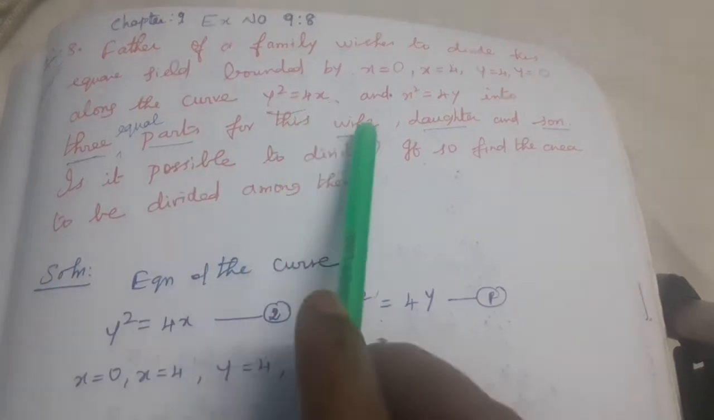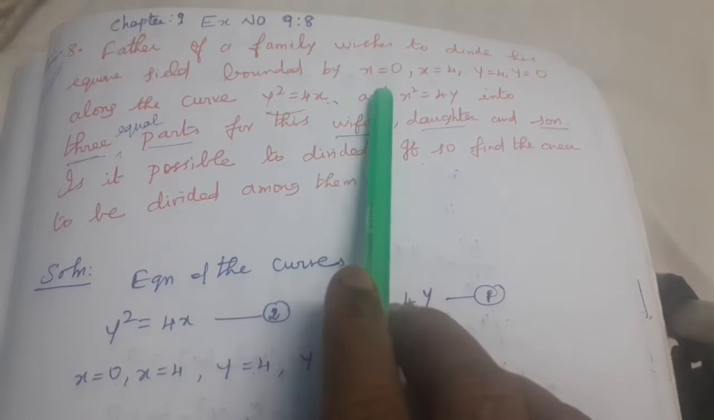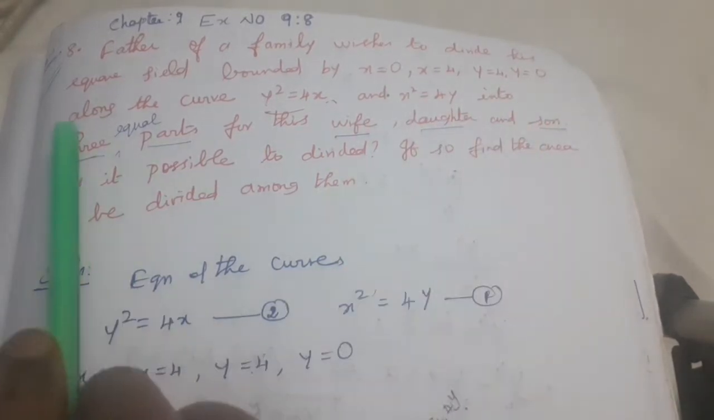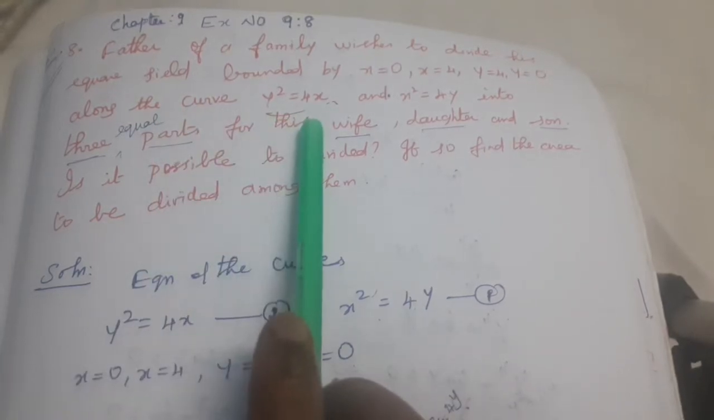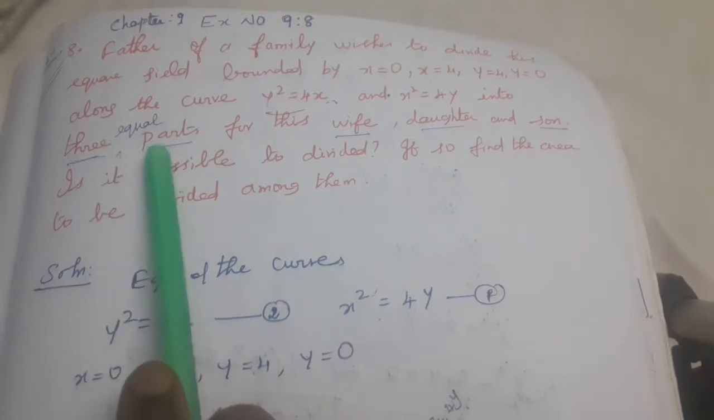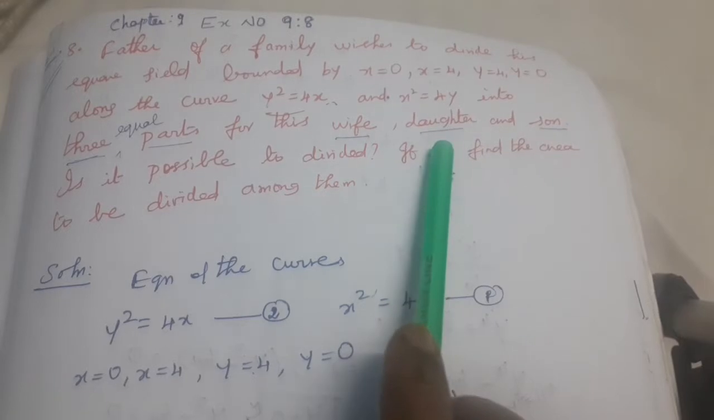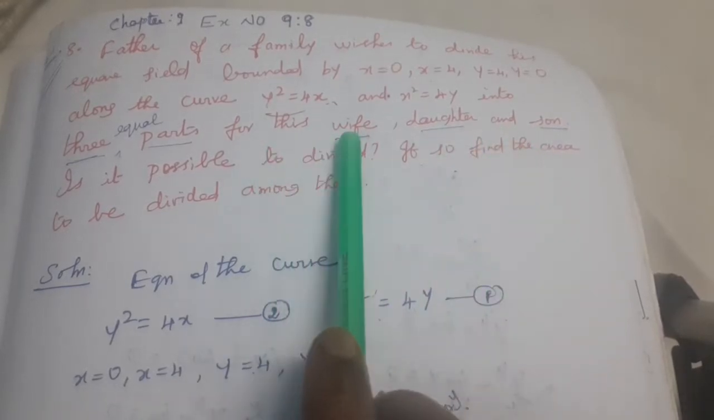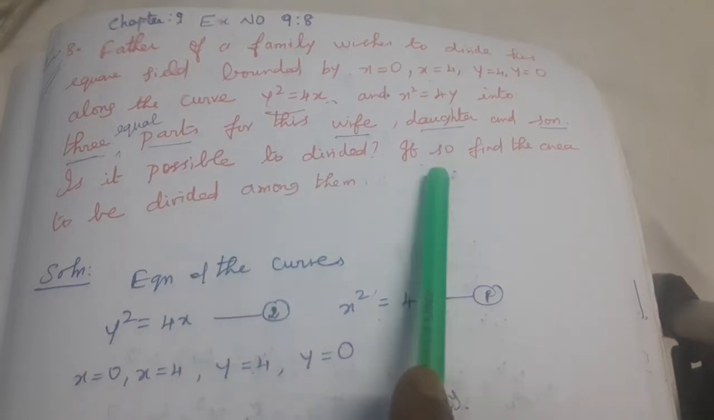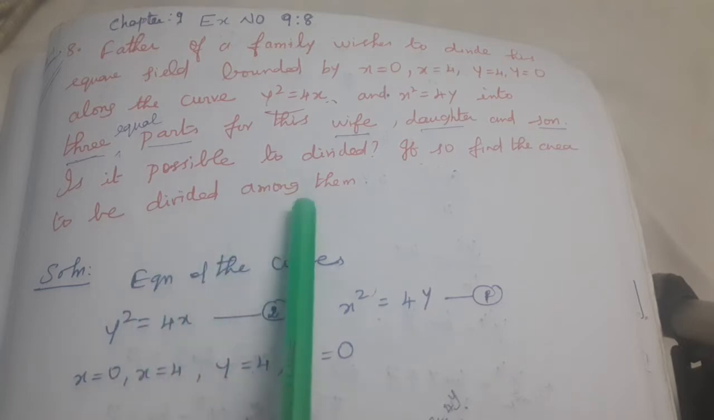Class exercise number 9.8, question number 8. A father of a family wishes to divide his square field, bounded by x equal to 0, x equal to 4, as well as y equal to 4, y equal to 0, along the curves y square equal to 4x and x square equal to 4y, into 3 equal parts for his wife, daughter and son. Is it possible to be divided? If so, find the area to be divided among them.